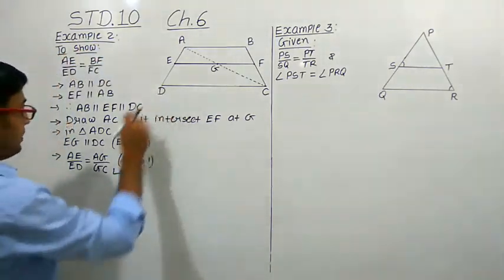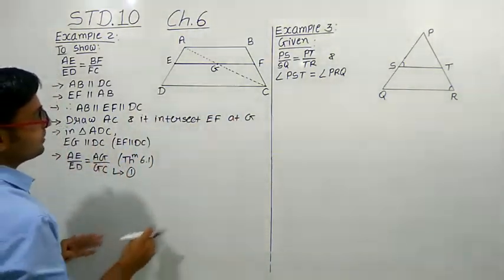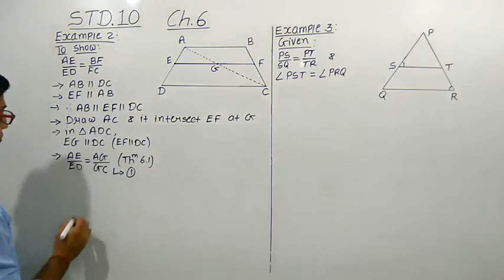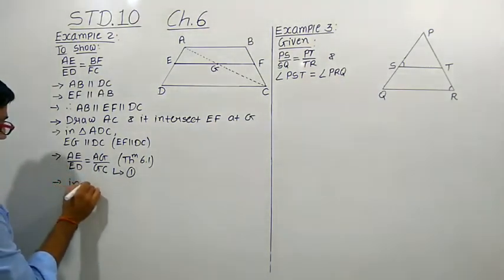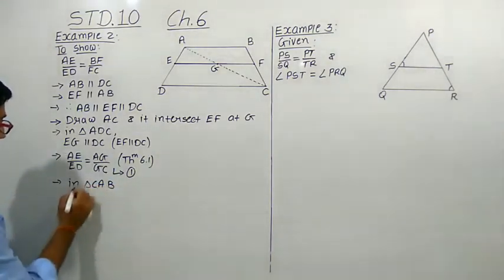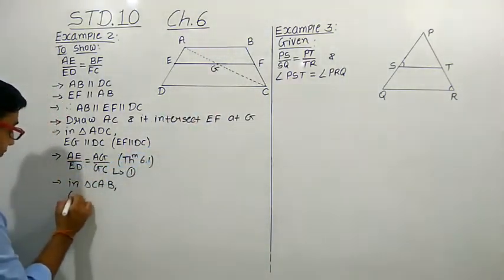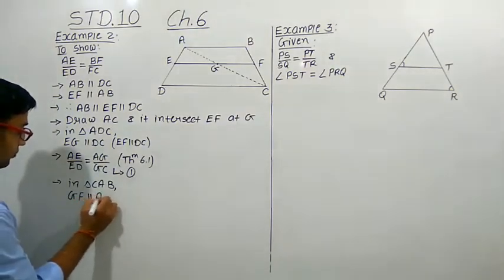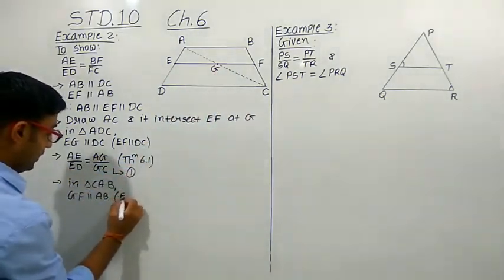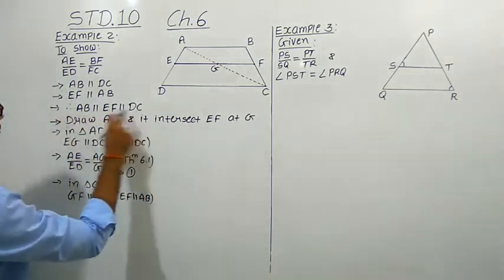As we have applied this theorem to triangle ADC, in the same way we now have to apply this theorem to triangle CAB, right? Okay, so now let us write that in triangle CAB, GF is parallel to AB. Why? Because GF is on EF and EF is already parallel to AB, which we have already proved here.